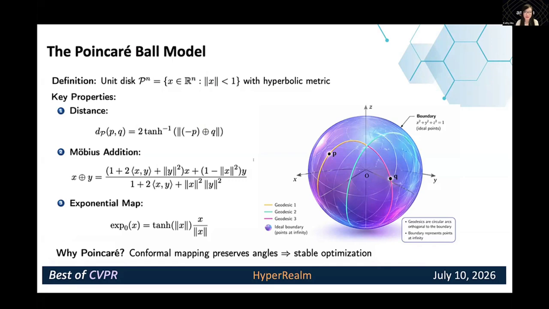It has 3 key properties. First, near the center, it behaves almost like Euclidean space. And second, as you approach the boundary, distance stretches exponentially. And third, the model provides a conformal mapping, meaning it preserves angles. This gives us well-behaved gradients during optimization. Think of it as a fisheye lens view of an infinite space. We compress infinity into a bounded disk, but the geometry still respects the exponential structure we need.